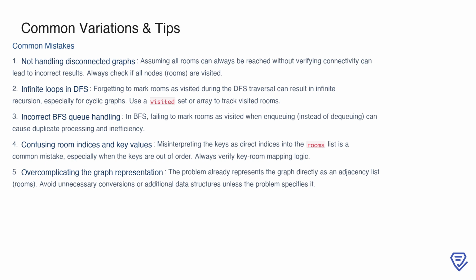For BFS, a common issue is marking a room as visited too late, when dequeuing it instead of enqueuing it, leading to duplicate processing and unnecessary inefficiencies. Another mistake is confusing room indices with key values. Since the keys might not correspond directly to room indices or could be out of order, it's crucial to verify the mapping between keys and rooms. Finally, avoid overcomplicating the graph representation. The problem already provides the graph as an adjacency list through the rooms list, so there's no need to introduce extra data structures unless explicitly required by the problem statement.